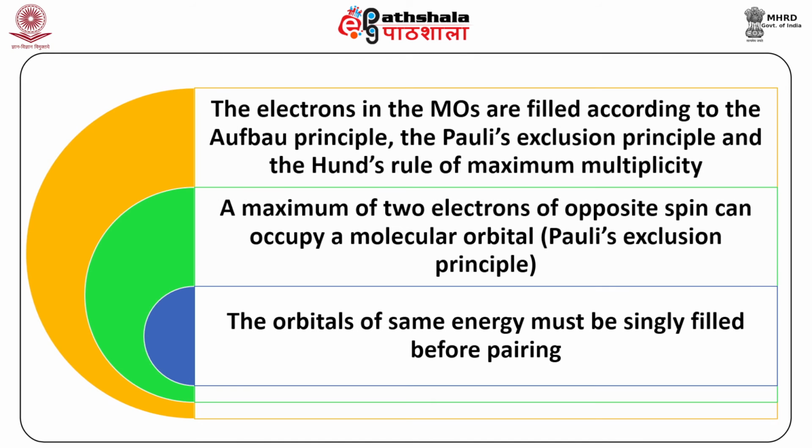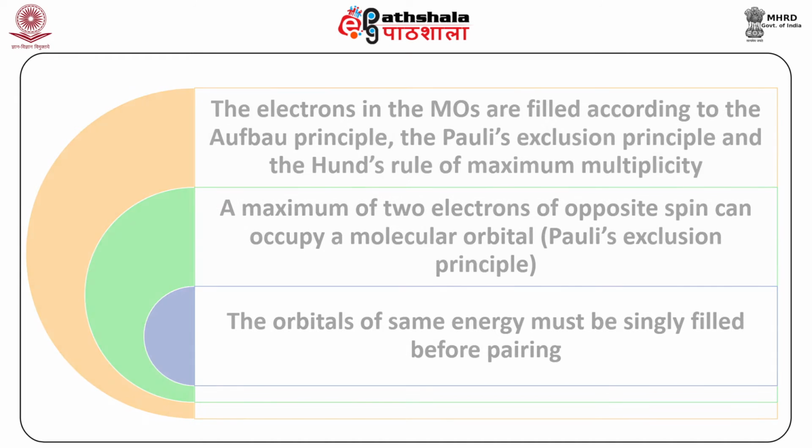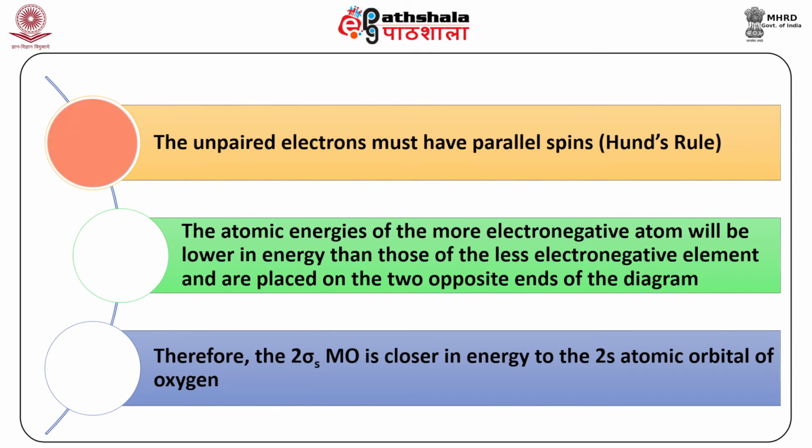The electrons in the molecular orbitals are filled according to the three basic principles of chemistry: the Aufbau principle, the Pauli exclusion principle, and Hund's rule of maximum multiplicity. A maximum of 2 electrons of opposite spin can occupy a molecular orbital, which is called Pauli's exclusion principle. The orbitals of same energy must be singly filled before pairing. The unpaired electrons must have parallel spin. This is called Hund's rule.